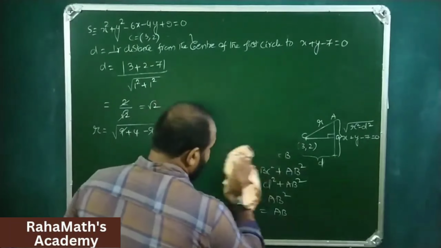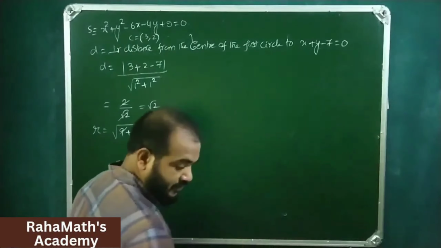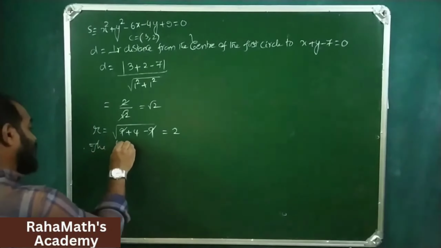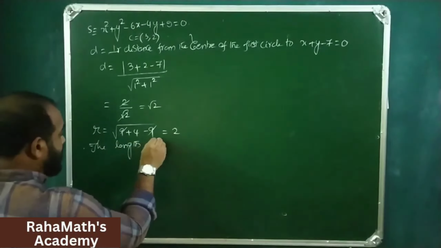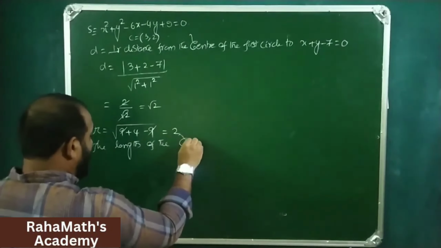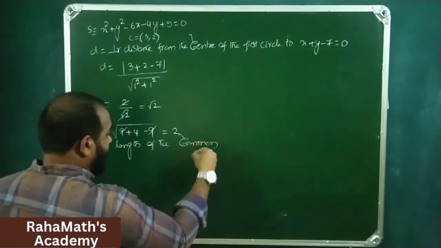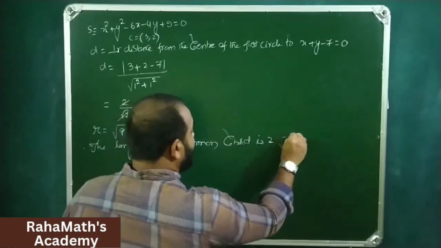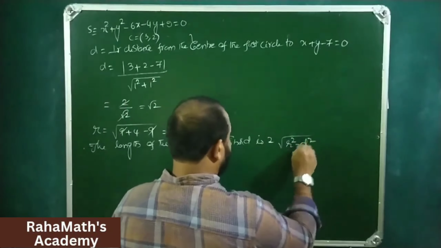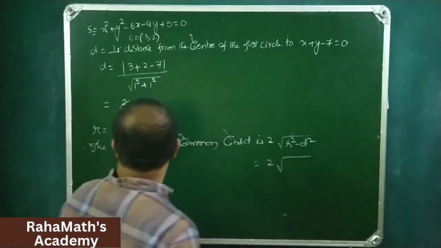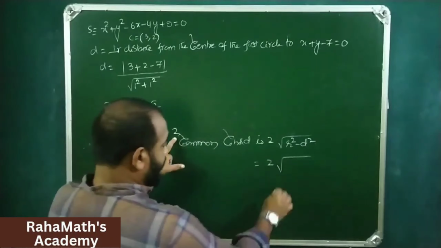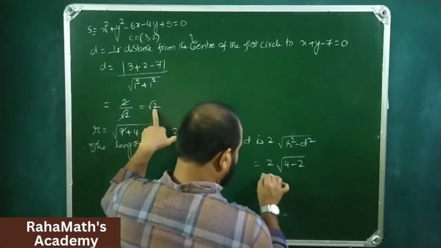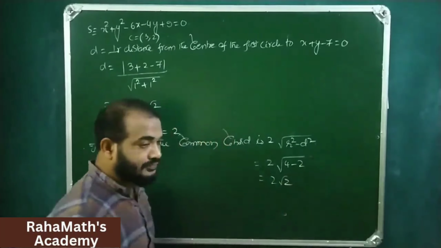So if you substitute in this, therefore the length of the common chord is 2 root of R square minus D square. This is equal to 2 root of R square, which is 2 square, 4, minus D square, which is root 2 whole square, 2. So, 2 root 2.